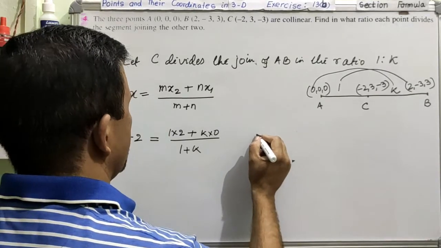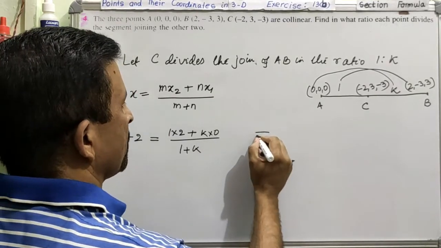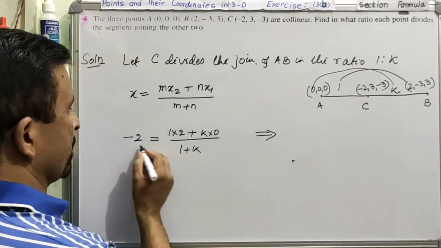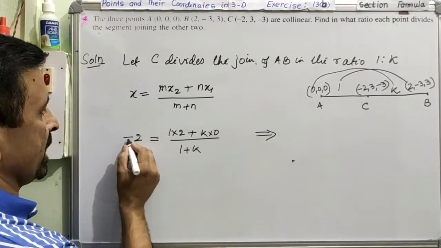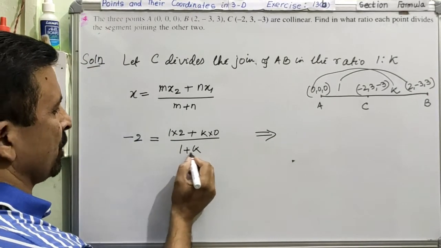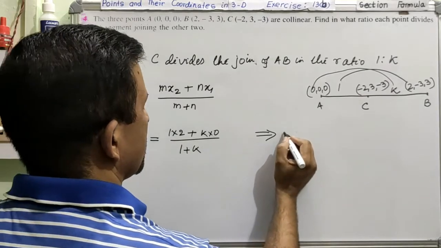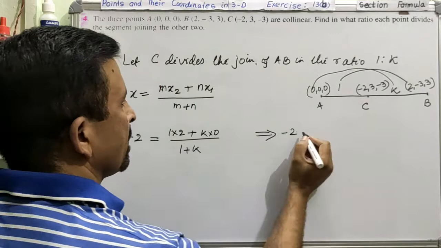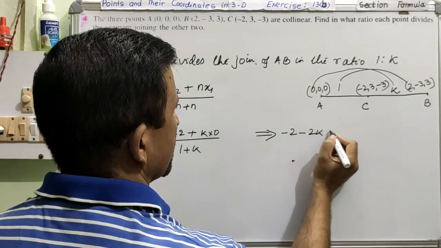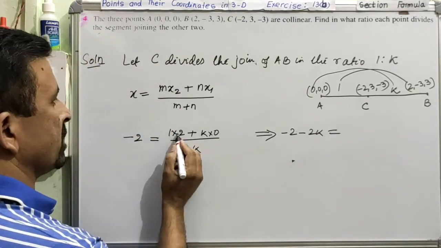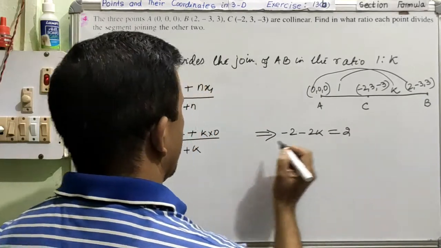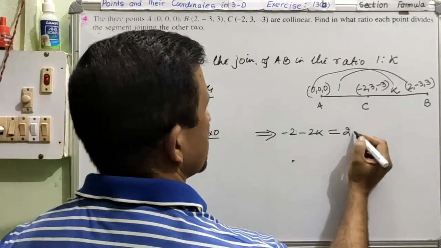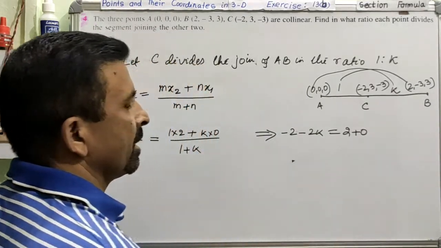And therefore when you simplify, we can cross multiply these two, right? So -2 will be multiplied by both. So -2 into 1 is -2, and -2 into k is -2k, which is equal to, on the right hand side, 1 into 2 is 2, and this is k into 0, which is 0. Clear?